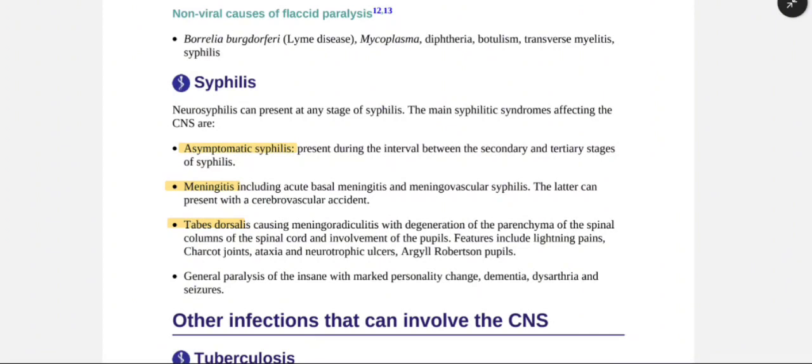Features include lightning pains, Charcot joint, ataxia, and neurotrophic ulcer. Right, and general paralysis of the insane with markedly personality changes, dementia, dysarthria, and seizures could be presented.